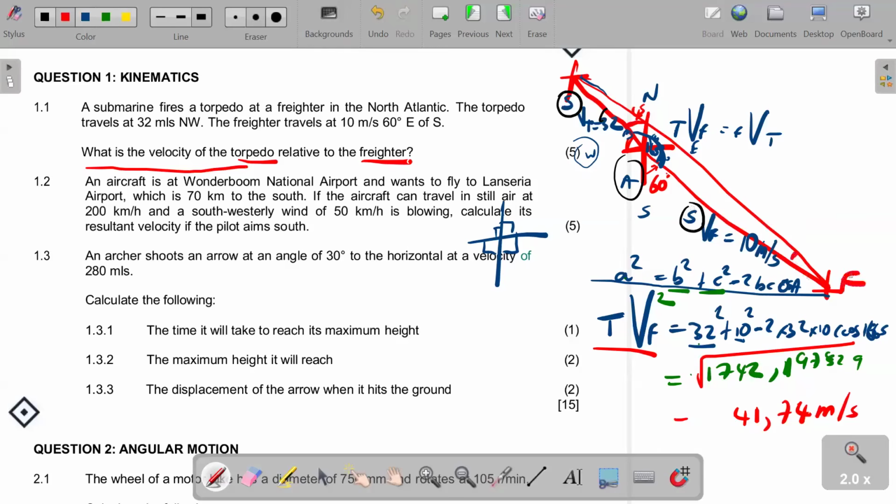We are at the freighter. Remember, this is the direction that the freighter is taking. This is the direction that the torpedo is taking. So we are at the freighter here. We want to know what is the direction of the torpedo when we are at where the freighter is going, when we are taking the direction of the freighter. So already we can see that from the freighter's perspective, the direction of the torpedo is north towards west already. Before we even perform any calculation, it's north towards west, or we can say west towards north. It's still one and the same thing. We are saying it's this direction here.